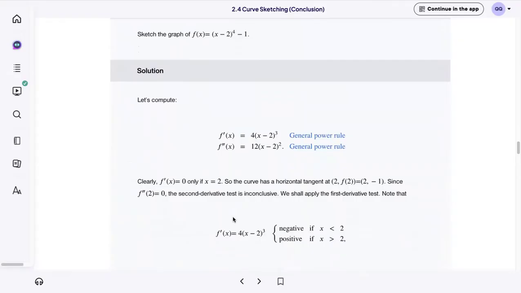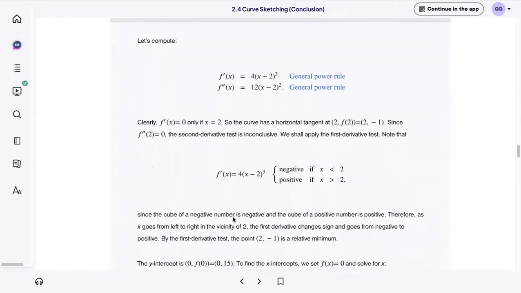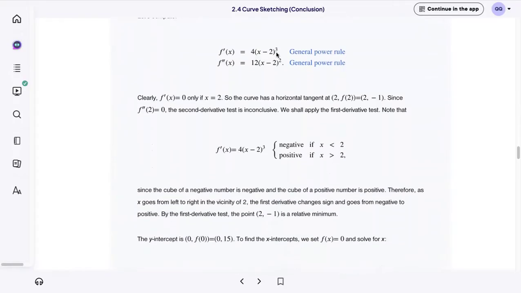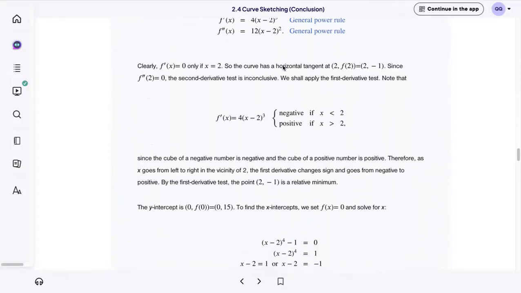Okay, let's see this one. We want to sketch this graph using the derivative test. We solve for the first derivative, then set it to 0, so we get x equals 2. For the second derivative, we set it to 0, also 2. So in this case, x equals 2 is the inflection point, also a critical point.